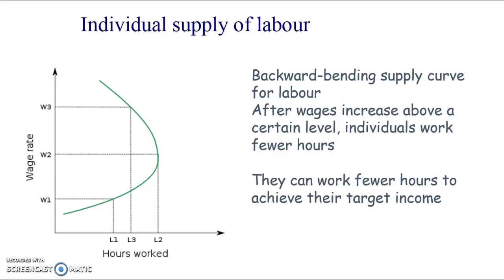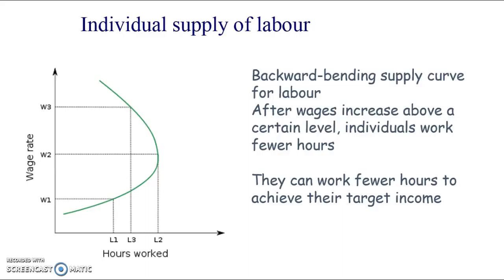So this is called the backwards bending supply curve for labour, and it tends to show that after wages increase above a certain level, individuals may actually work fewer hours. So we get this downward sloping supply curve at this point, or what they call a backwards bending supply curve. It's because employees can work fewer hours to achieve their target income. So they maybe want to earn a certain amount, £50,000, and even if their hourly rate is increasing, they might think, well, no, I'm content with £50,000.